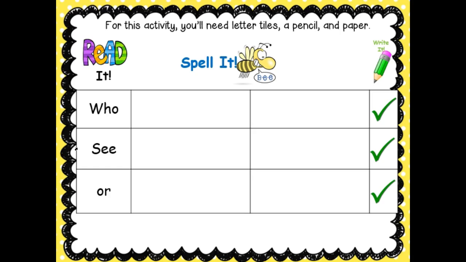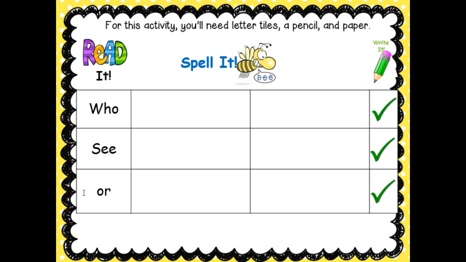Now let's take a look at our next word. Can you read this word to your learning coach? This word is see. Use your letter tiles and spell the word see. When you've spelled it with your letter tiles, write it on your paper and then use it in a sentence. Pause this lesson to complete these activities.